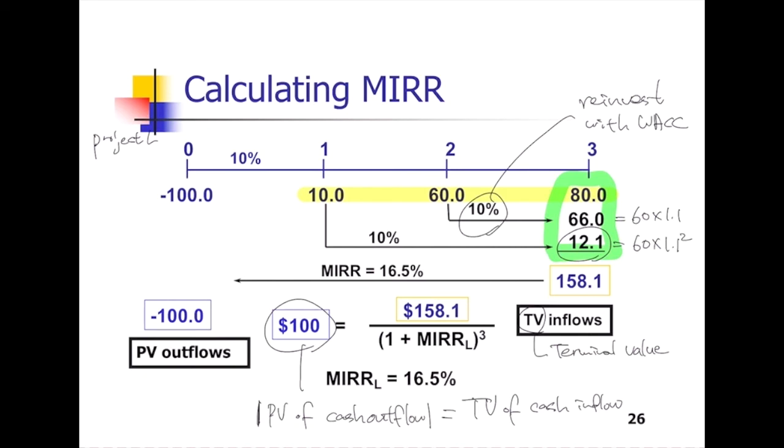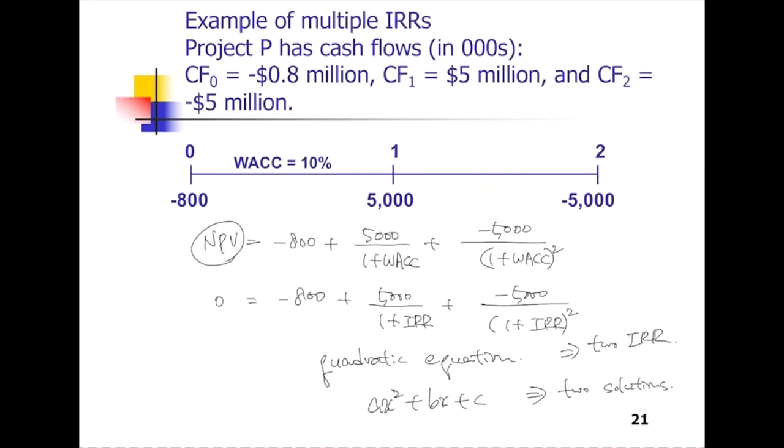And then you should discount with what? MIRR. Should discount with 1 plus MIRR power of n. What is n? The life of project, right? So this project life is 3, right? Then when you solve this problem, you get 16.5% number. Train one more time with another example, the project P.